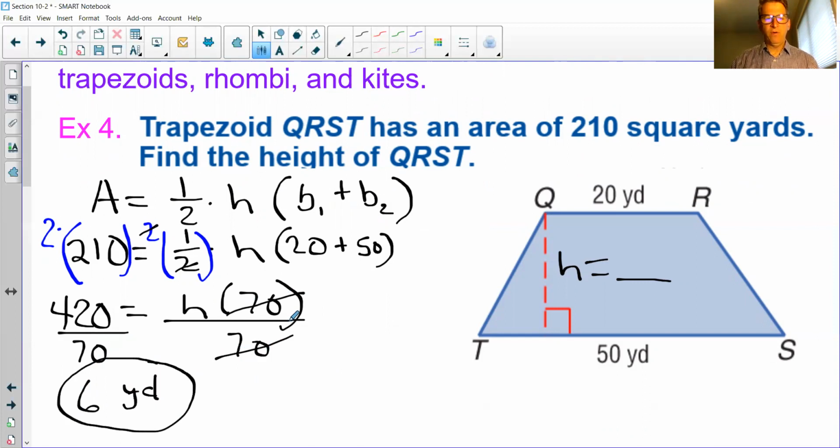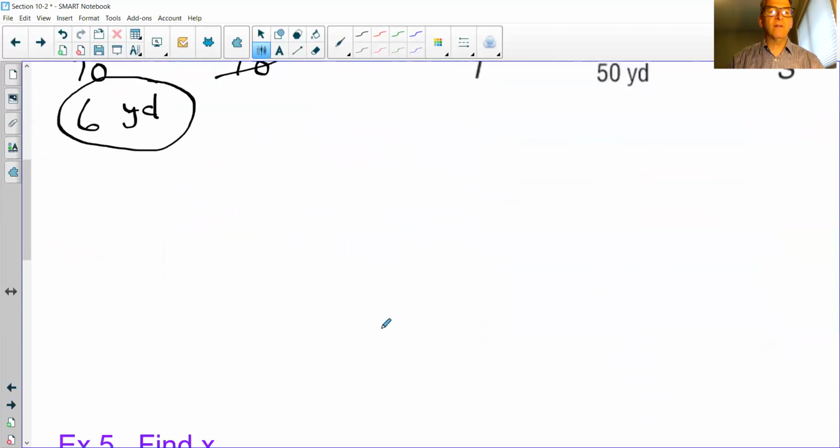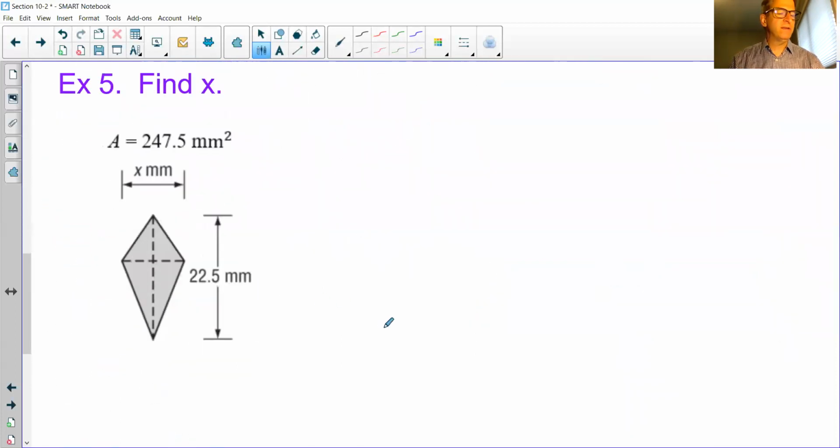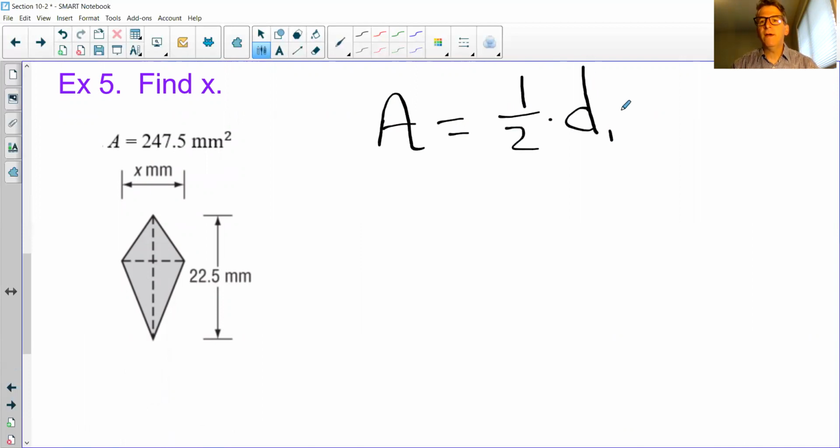Okay, we have 3 more examples. Let's go to example 5 now. Here's another one, a kite. So the area of the kite is equal to 1/2 times diagonal 1 times diagonal 2.